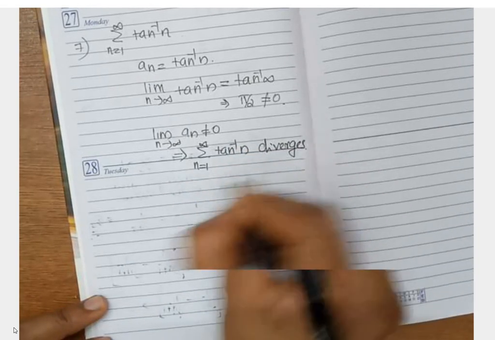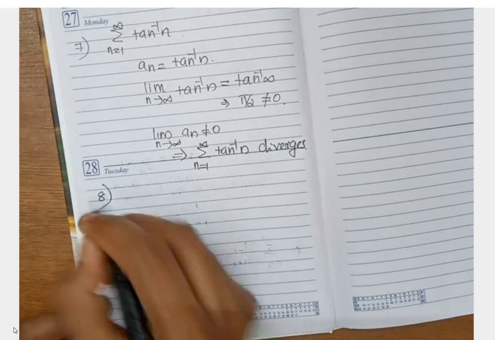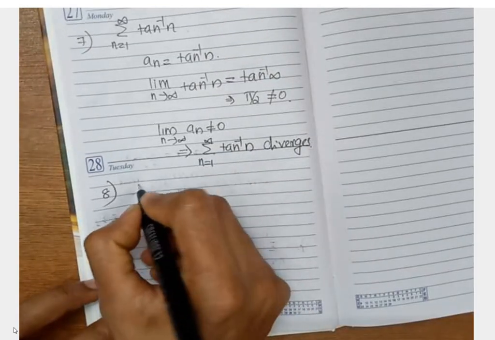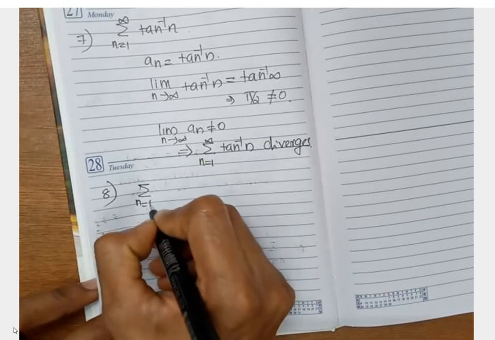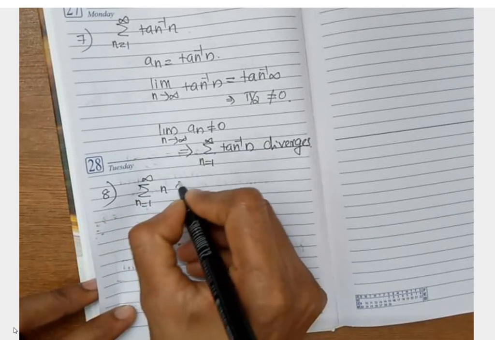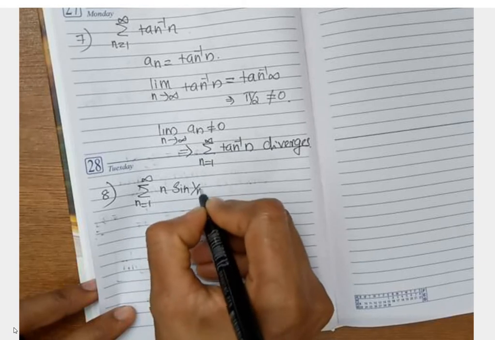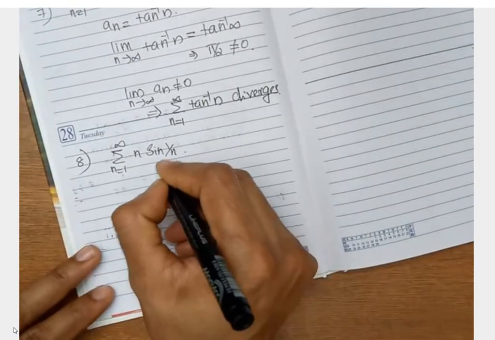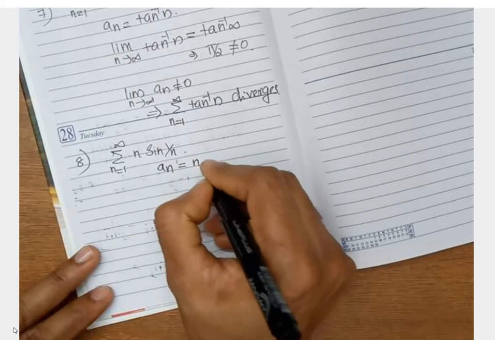Right? Next is sigma n equal to 1 to infinity n into sine 1 by n. Here again I am taking an equal to n into sine 1 by n.